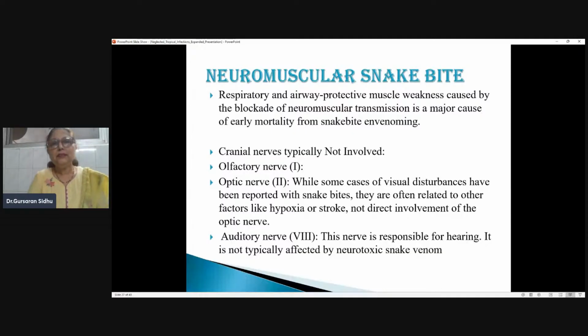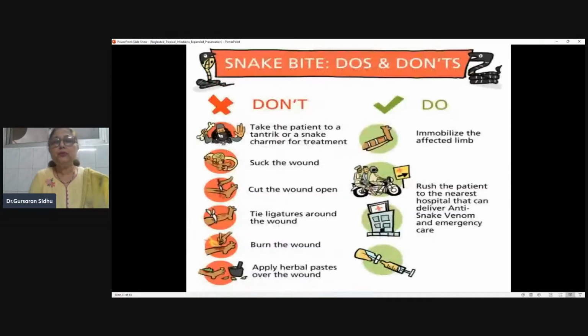So whenever there is a snake bite, what should we do and what should we not do? Don't waste time taking these patients to the snake charmers. Don't try to suck the wound. Don't try to cut the wound. Don't tie a ligature around the wound.